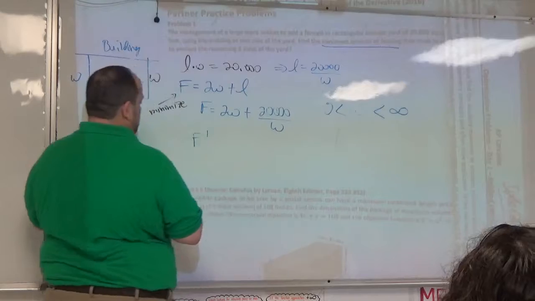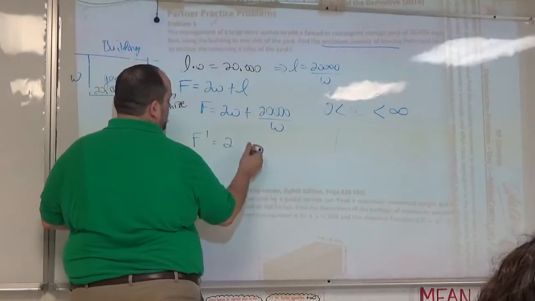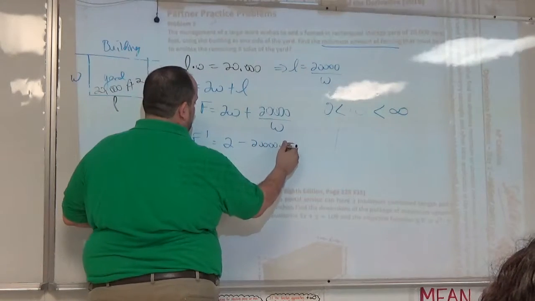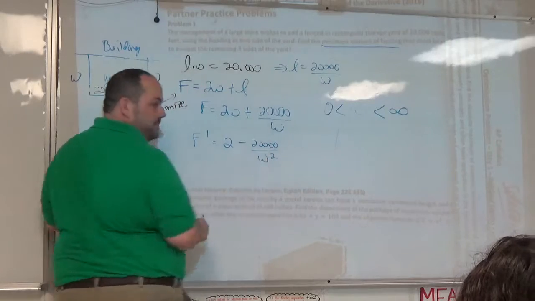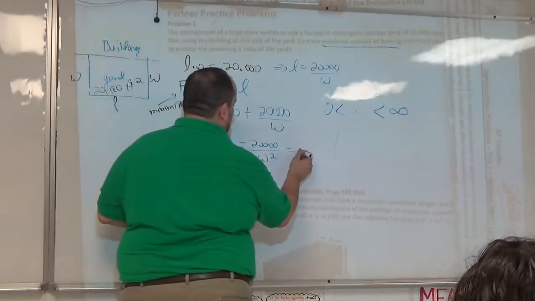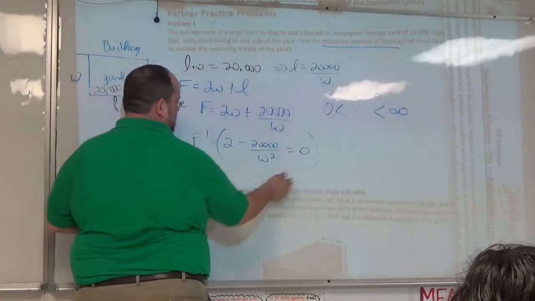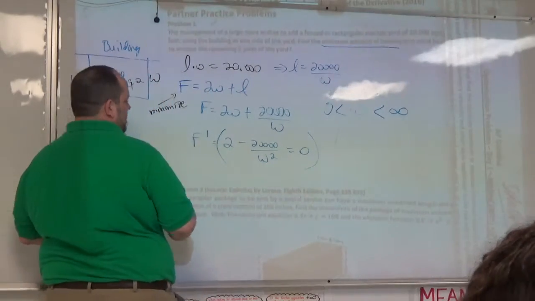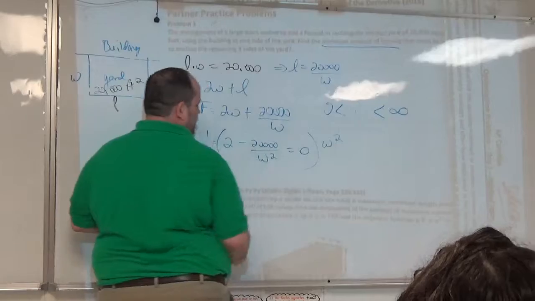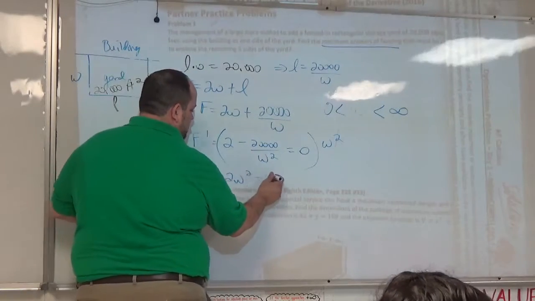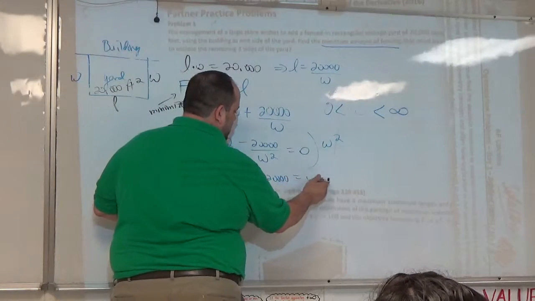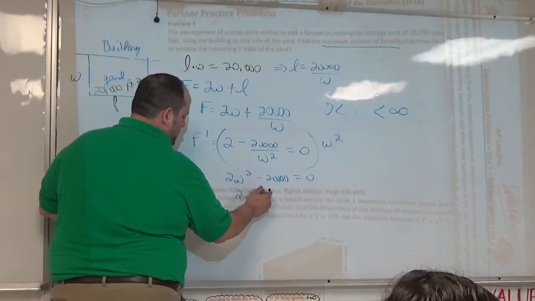Your derivative should be 2 minus 20,000 over w squared. Going to set that equal to 0. We're going to solve this equation for 0. You guys know my favorite thing of all: fraction killer. I'm going to multiply by w squared. 2w squared minus 20,000 is equal to 0.